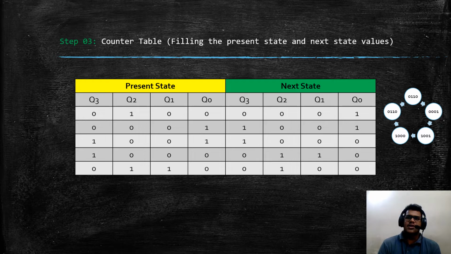Presenter is MD Rakib Hassan. He will discuss how the flip-flop transition table works and how we can fill up the J0, K0, J1, K1, J2, K2, J3, K3 values using the transition table.